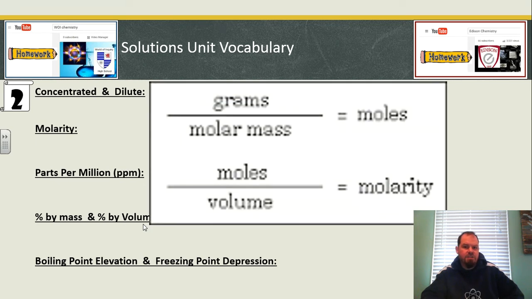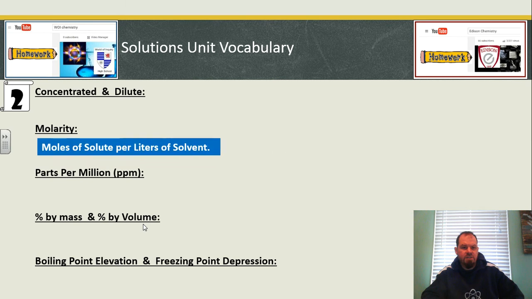Okay, molarity is a specific form of concentration, moles over volume, which is liters in this case. So this is moles of solute per liters of solvent. Okay, it's right in the molarity calculation in Table T.